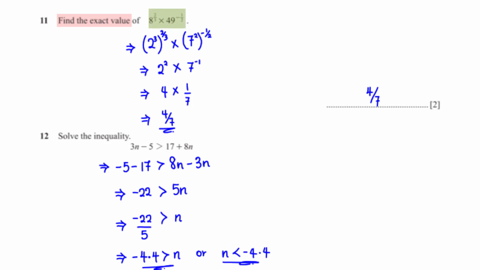Find the exact value of 8 raised to the power 2 over 3 times 49 raised to the power negative 1 over 2. Since we are not asked to show the working in this case, you can go ahead and type this expression into your calculator. I highly recommend you leave your answer in a fraction form since we are asked to find the exact value. But in other cases, you can leave your answer in a decimal form if you do not get a recurring decimal.